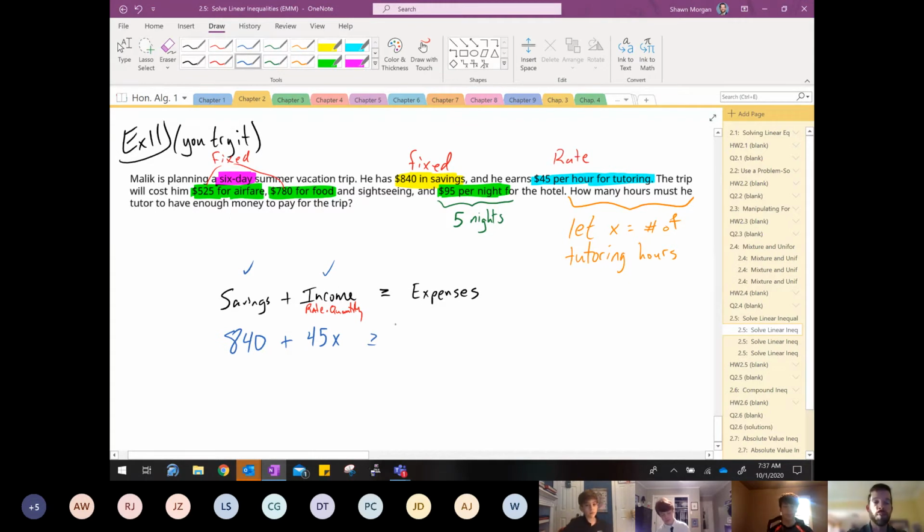Okay, so fixed expenses were $525 for his airfare plus $780 for his food and sightseeing, and then 95 times 5 for his hotel stay. And this is where I was getting into the argument with my kids last year about this. They just wanted to say 6 times 95, and I'm like, no, that's not what you need to do. It's a 6-day trip. That means he needs 5 nights in the hotel.